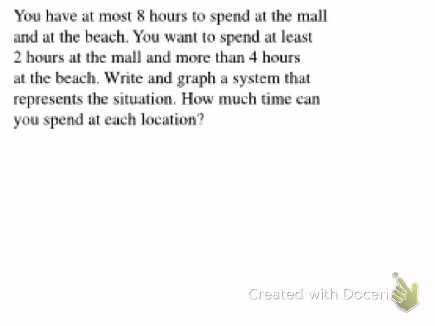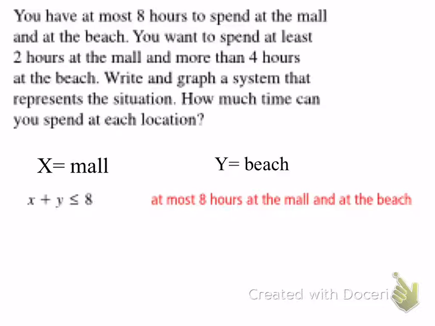All right, so here's a typical word problem. You have at most 8 hours to spend at the mall and at the beach. You want to spend at least 2 hours at the mall and more than 4 hours at the beach. Write and graph a system that represents the situation. How much time can you spend at each location? So step 1, we have to identify our unknowns. Let's say that X is the mall and Y is the beach, our two unknowns. Now basically what we're talking about is mall time plus beach time should be less than 8 hours. So we're going to write that. Mall time plus beach time is less than 8 hours.